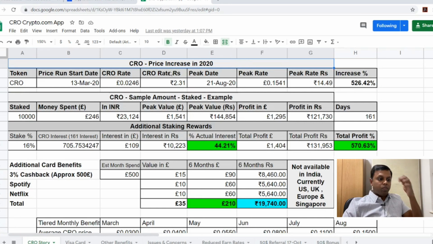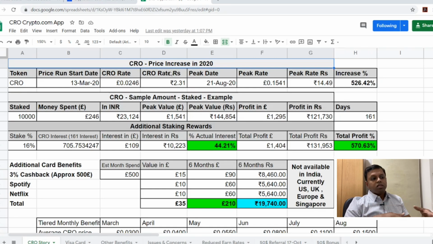But that doesn't stop there, right? Because there are additional benefits, which is why we're talking about it. I said I had a 16% interest, and the interest was paid in CRO. So if it was straight 16% interest on the 246 pounds I put in, that would have roughly been around 40 pounds, nothing more than that.